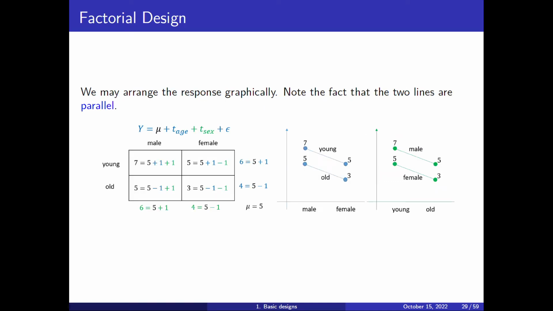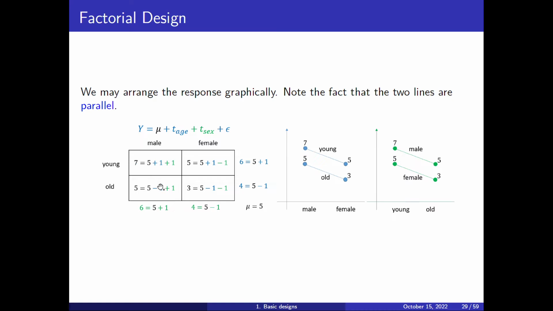And we can, so this is the same table that we had before, and now we can try to represent this graphically. So for instance, you can do it in two axes. This is the response, and this is one of the factors, male female. This is the other factor, young old. In the male female axis you would have two lines, one for young animals and another one for old animals, and you see that they are parallel and their difference is 2, and this 2 is the difference that you have between young and old animals.